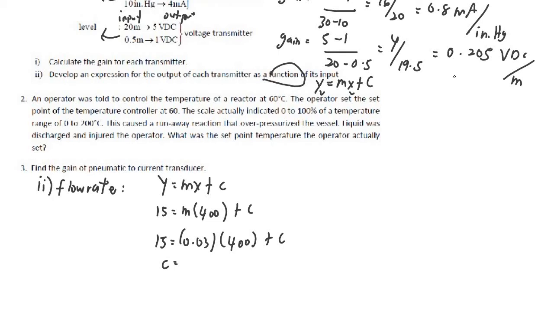So c would be equal to 3. So the last equation, y equals m, our gain, 0.03x plus 3. So for the flow rate, this is the expression of the output as a function of input.